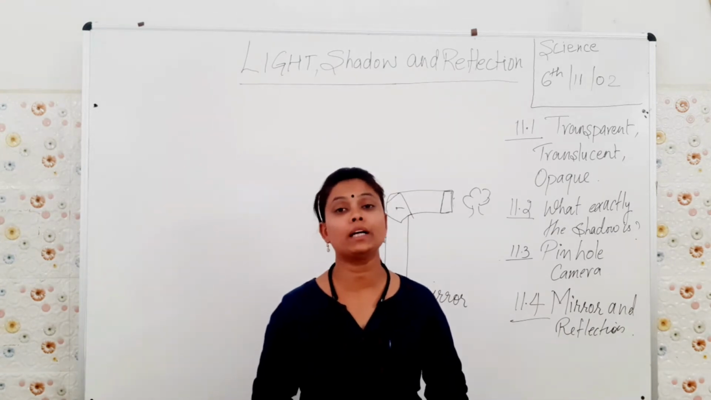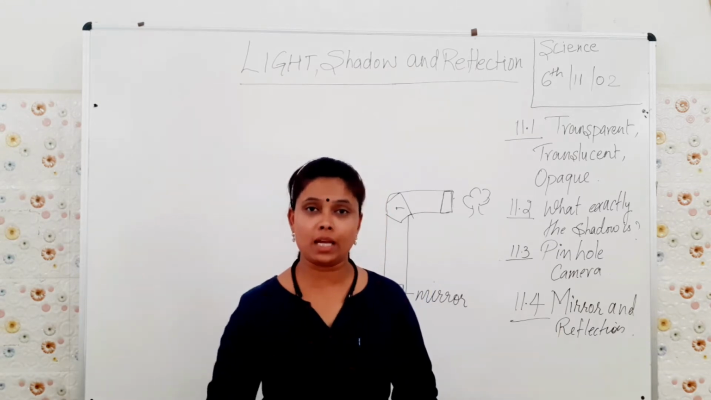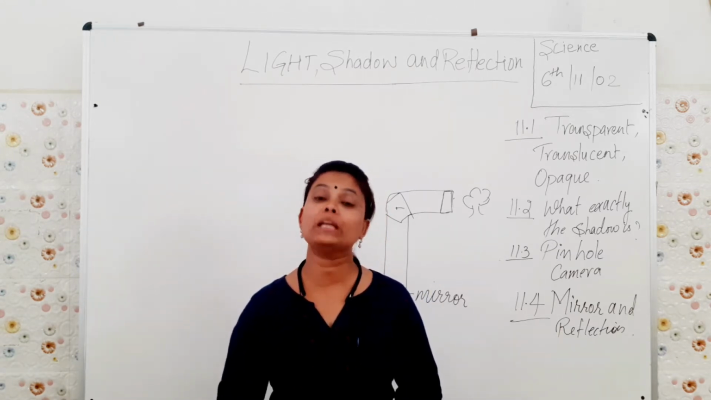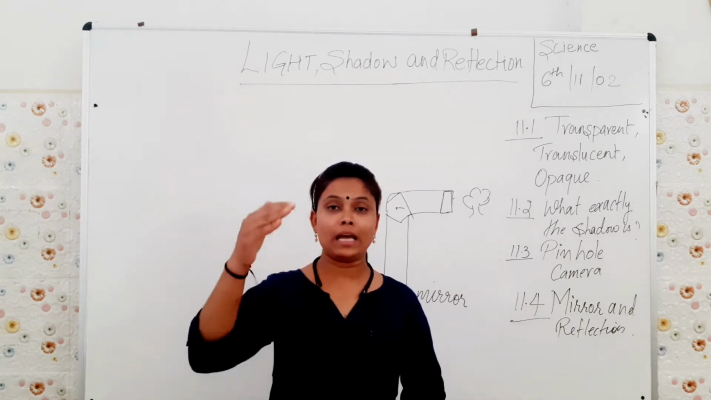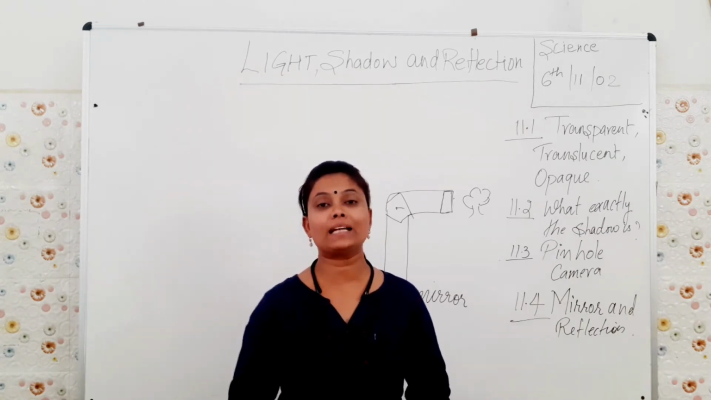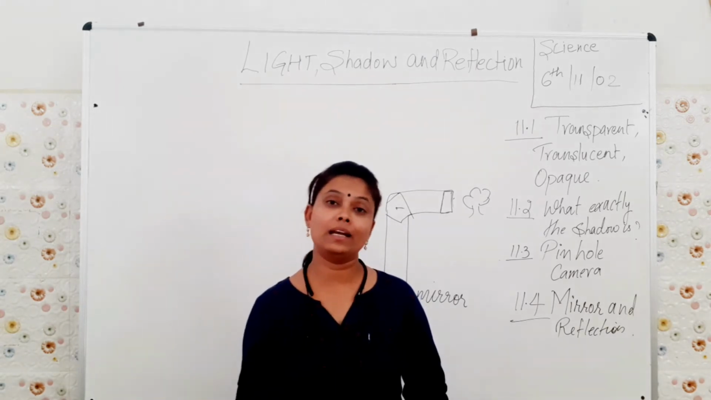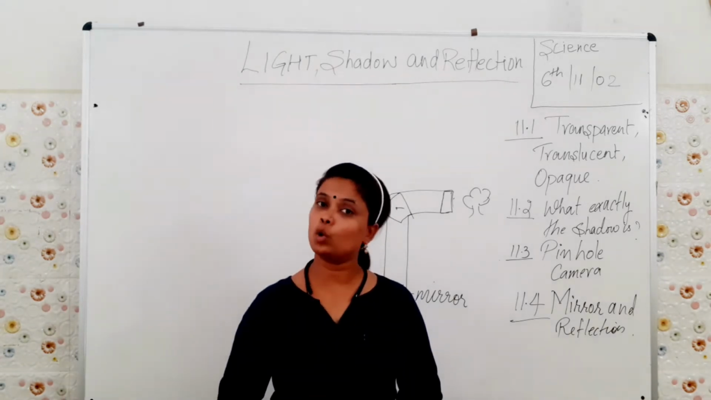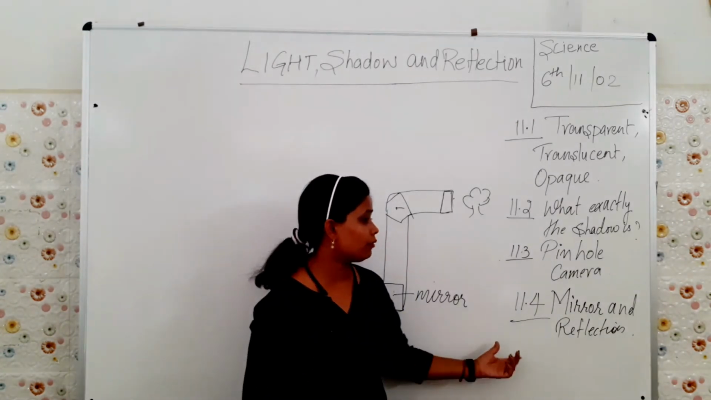It's a transparent one. So what we have understood is that the image formed by a pinhole camera is always upside down. As we view through that camera, this portion comes downside and the legs come upside. It is always upside down. Next, what do we have?